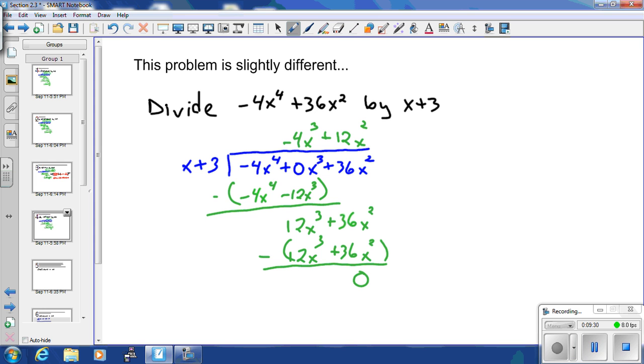I get 0, which means that x plus 3 is a factor. And when I divide, I get this. So just a reminder, this is also the same thing as saying that x plus 3 times negative 4x cubed plus 12x squared will equal negative 4x to the fourth plus 36x squared.